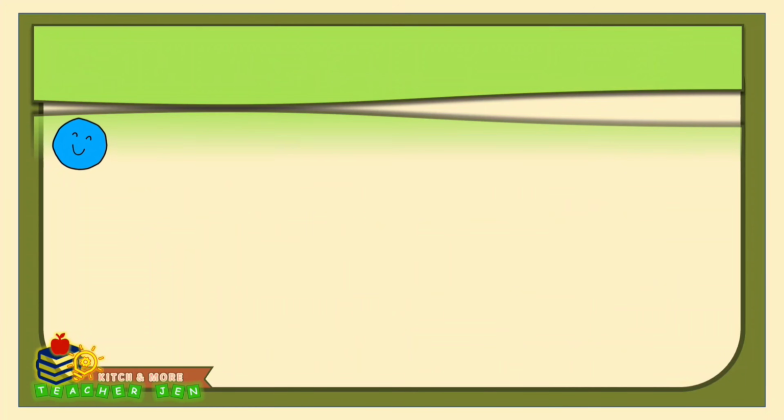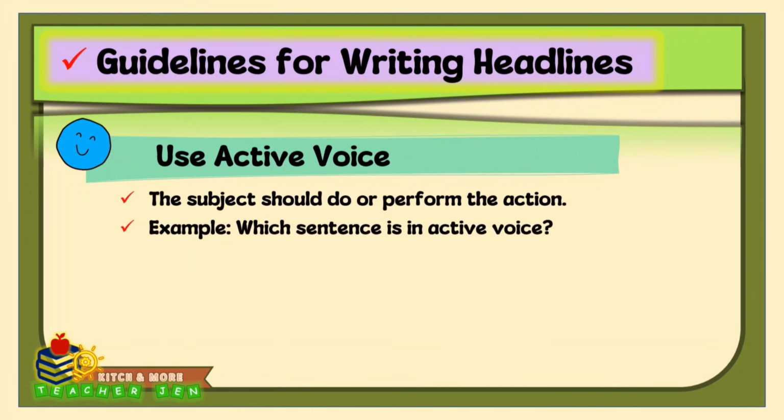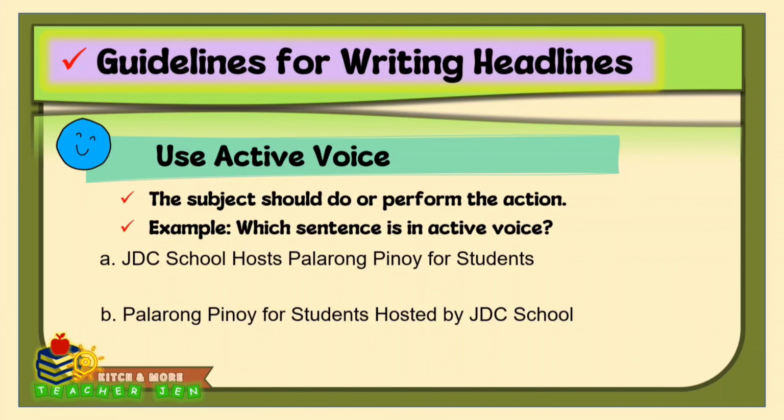Let's now proceed to the second guideline, and that is use active voice. The subject should do or perform the action. For example, which sentence here is in the active voice? A. JDC School hosts Palarong Pinoy for students. B. Palarong Pinoy for students hosted by JDC School.